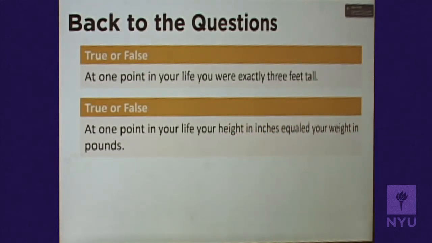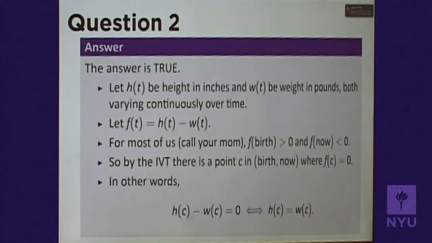Now the intermediate value theorem that we have doesn't tell you how to show that one function takes a value which is equal to the value of another function. Intermediate value theorem only applies to a single function. So let's think about how we can express that equation, h of t equals w of t, in terms of a single function. All right, h of t is height, which we're going to measure in inches. W of t is weight, which we're going to measure in pounds. And we'll again assume that these are both continuous functions.